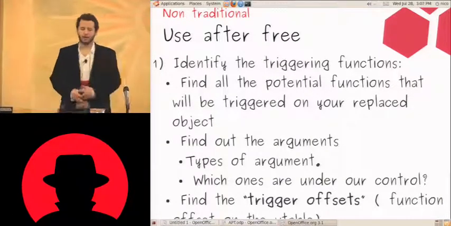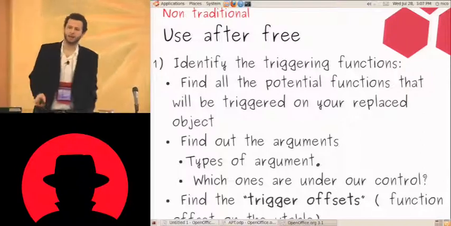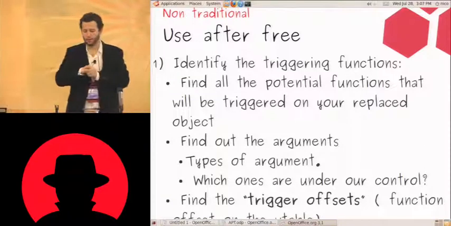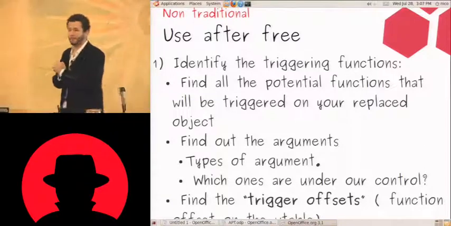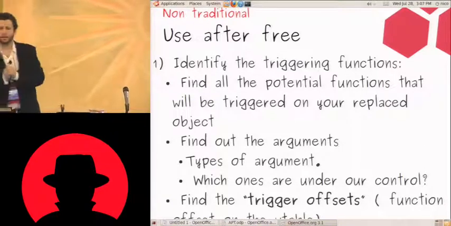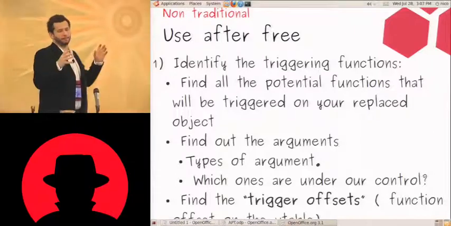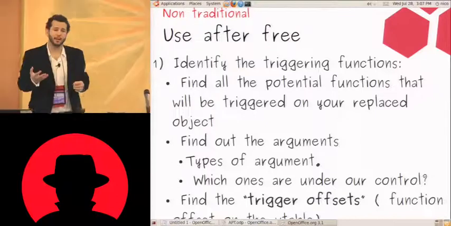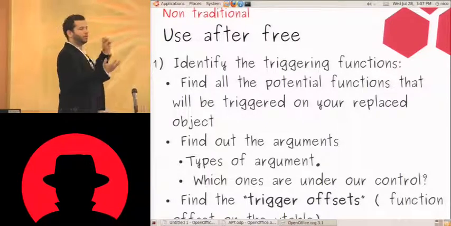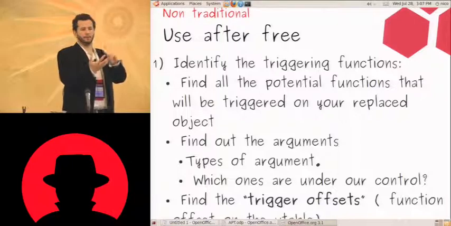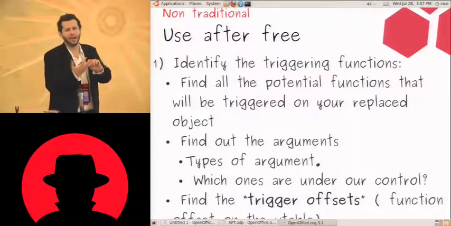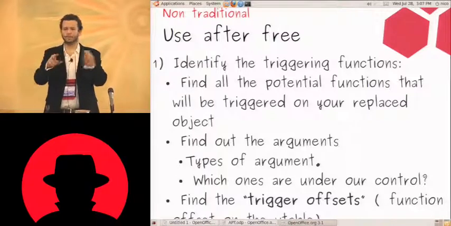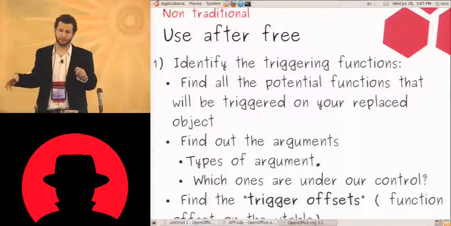In order to exploit use after free by replacing an object, the first thing you want to do is identify the triggering function, I mean, of the original object. You are freeing an object, which in our case was an element. Now I need to know which methods are the actual ones that will allow me to trigger my modified vtable.